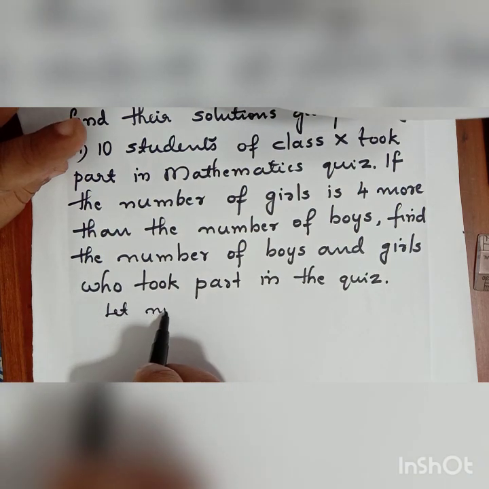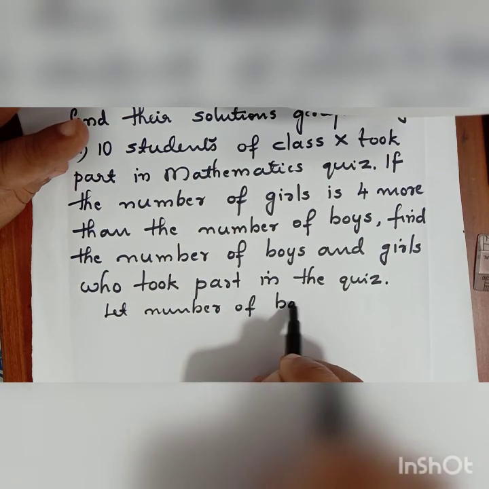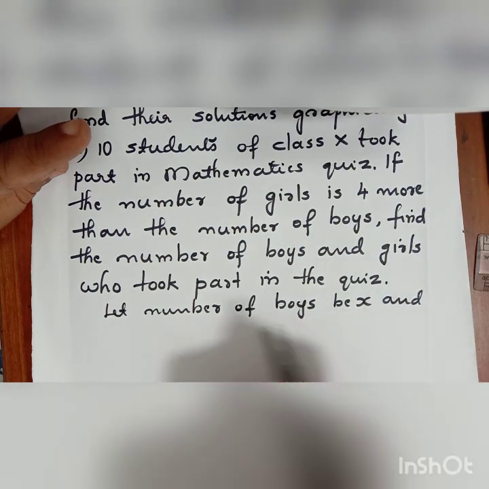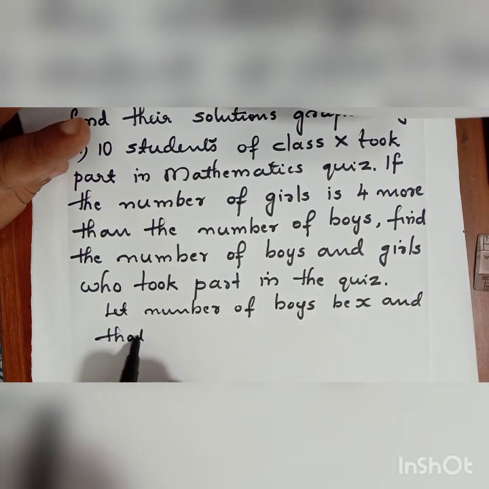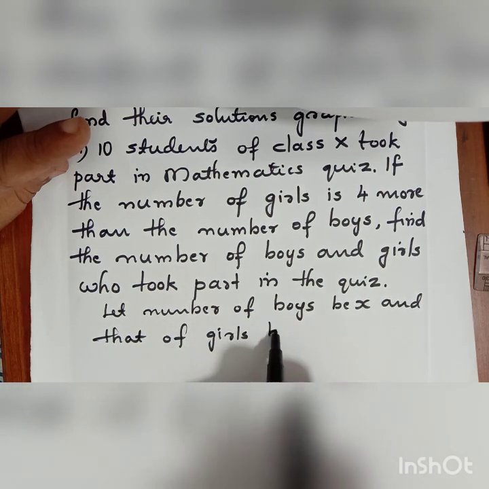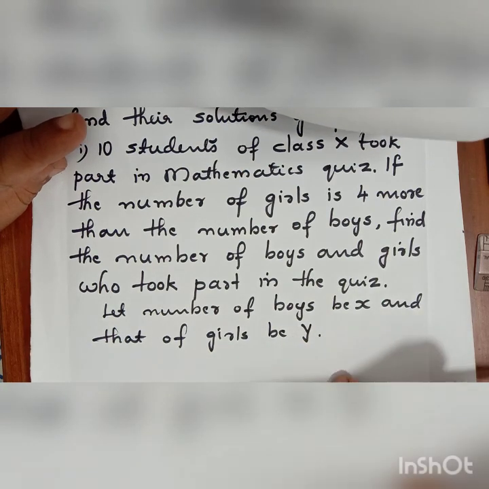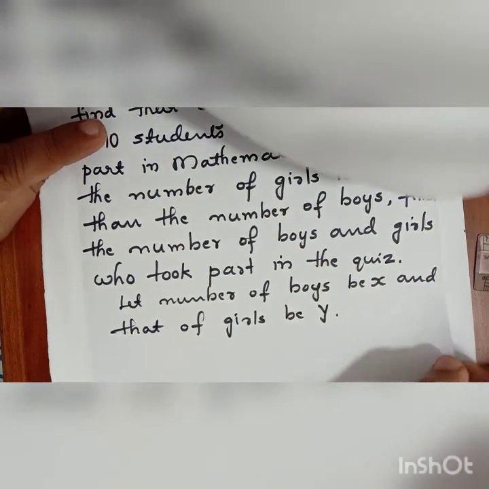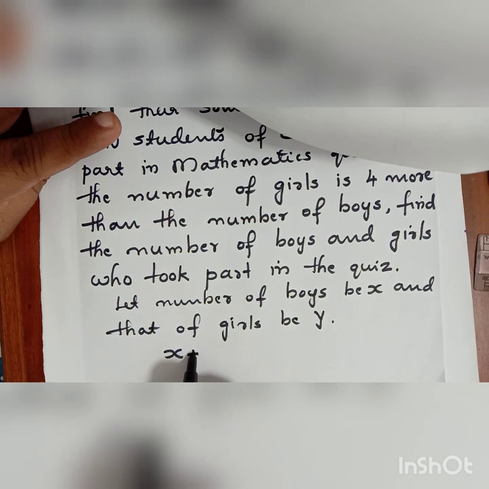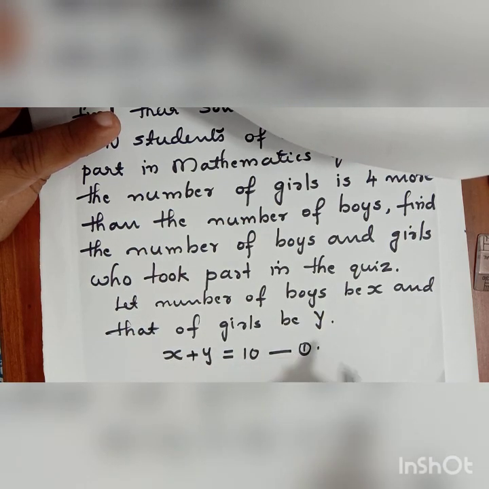Let number of boys be x and that of girls be y. Then how do we frame the first equation? That is total number. Boys number plus girls number is equal to, total is 10. x plus y is equal to 10. That is the first equation.